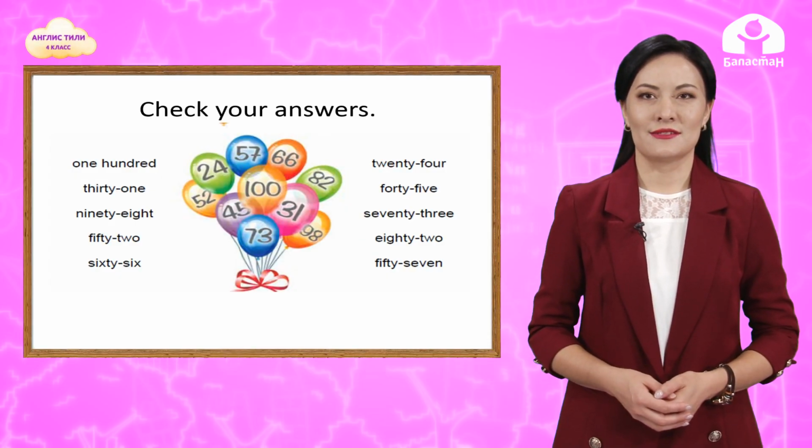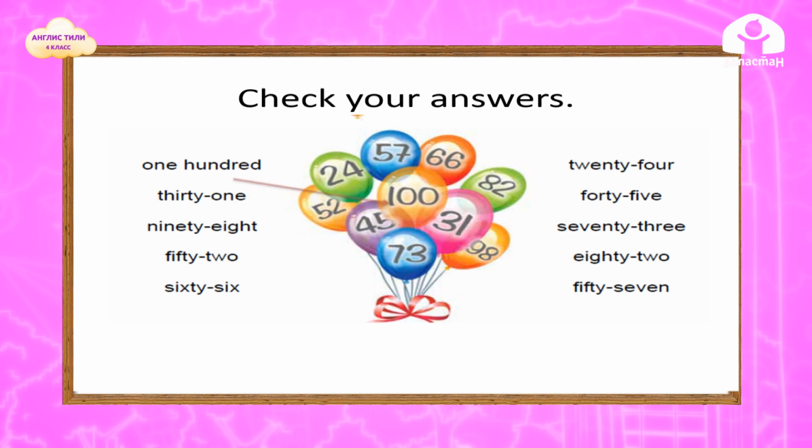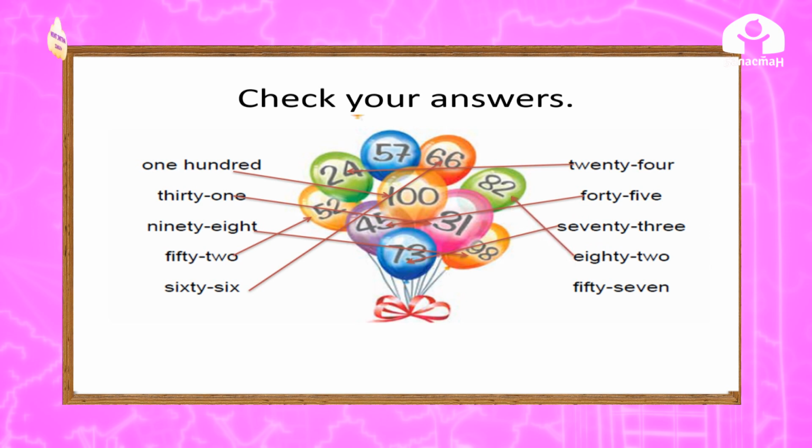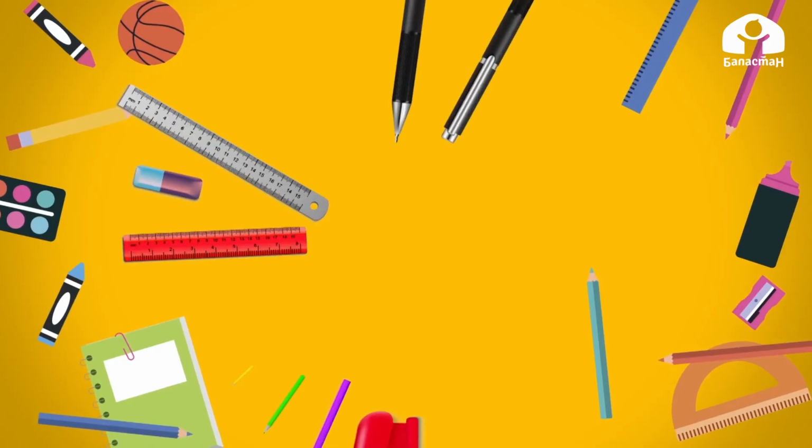Now check yourselves. 100, orange. 31, pink. 98, orange balloon. 52, orange balloon. 66, red balloon. 24, green balloon. 45, purple balloon. 73, blue balloon. 82, green balloon. And 57, blue balloon. Good job, children.